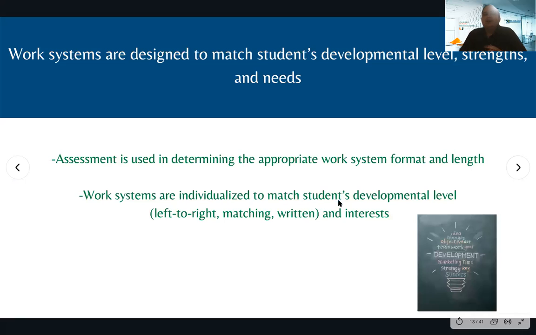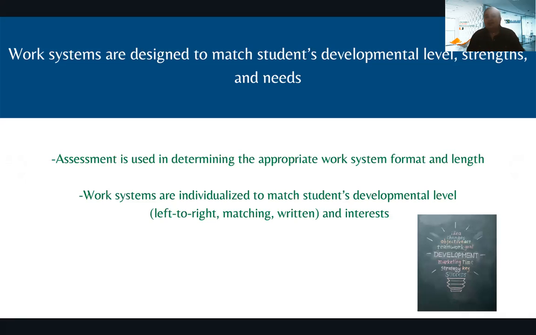And then work systems are designed to match students' developmental level, strengths, and needs. Assessment is used in determining the appropriate work system format and length. Work systems are individualized to match students' developmental level and interests. So format and length, right? When you do this, you're going to start some students off with maybe one activity that's very simple, like taking some pom-poms and putting them inside a cup and putting that away, and that will be it.